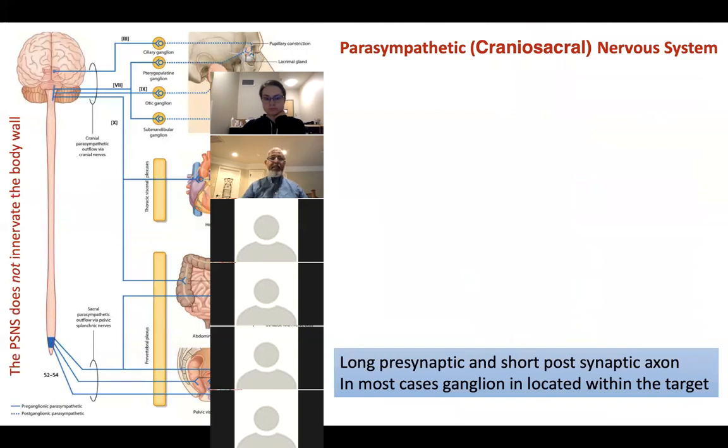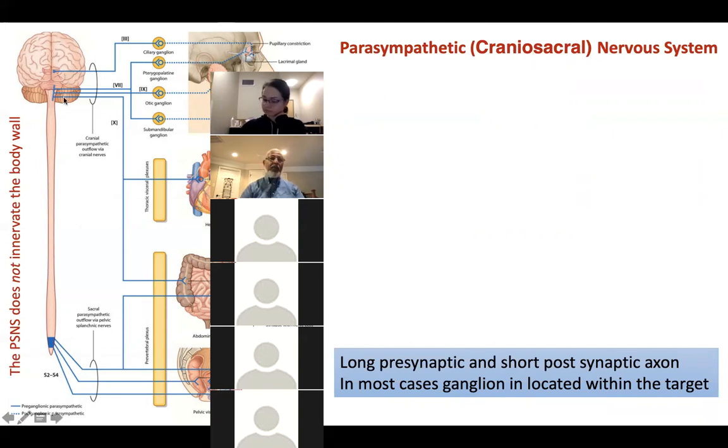Now, parasympathetic. Now, we said the origin of sympathetic is thoracolumbar, right? They begin at thoracic one, they end at lumbar two. But for parasympathetic, it's not continuous. They either come from the brainstem, which we call cranial outflow, or they come from the sacral spinal cord, which we call sacral outflow. So their origin is in two different places, either in the cranial or in the sacral. That's why parasympathetic is also called the craniosacral nervous system.